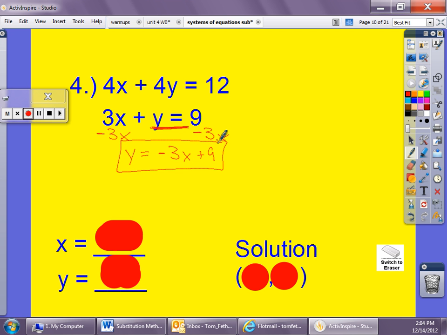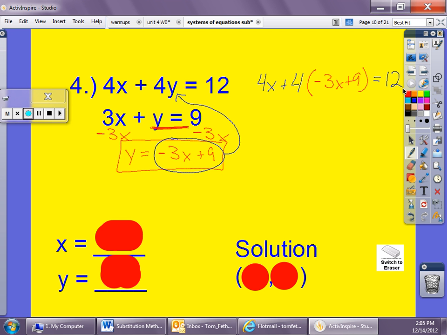So y equals negative 3x plus 9. So we have to solve this for y first. And now we can do our substitution method where I'm going to circle that equation, that negative 3x plus 9, and I'm going to substitute this in for y. So I'm going to take out the y value and plug in negative 3x plus 9. So we have 4x plus 4, now I'm taking out the y and I'm replacing it with negative 3x plus 9, and this all equals 12.